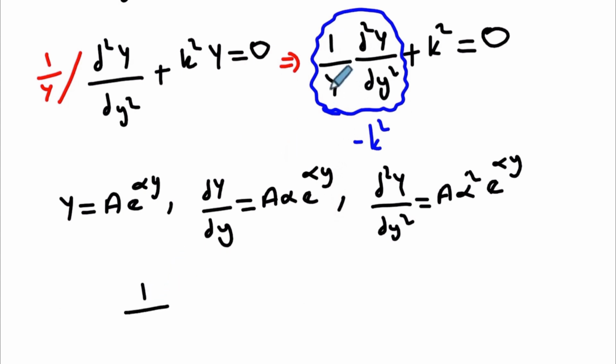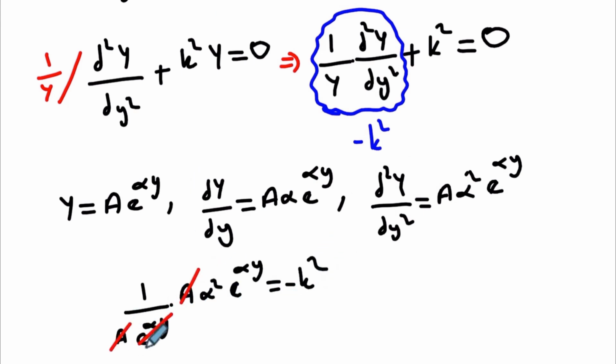So 1 over y, what did I say about y, friends? 1 over a times e raised to the power of alpha y, times what did I find for the second derivative: a times alpha squared times e raised to the power of alpha y. And I have written all of this in blue now. What is this equal to, friends? Negative k squared. Now, friends, did the a's go away? Did the e raised to the power of alpha y go away? What came from here, friends? It is equal to alpha squared.